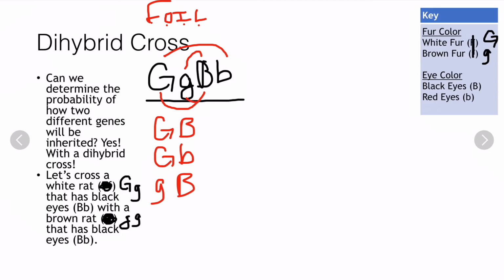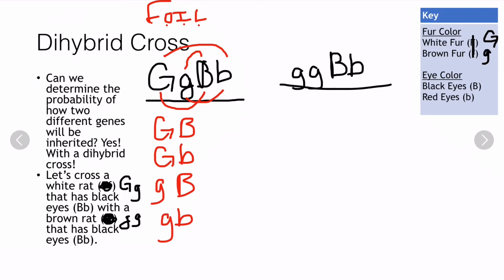And the last alleles would be little g, little b. Okay? Now, there are different ways that you can think about this. Let me show you a little different way with our other parent, who was little g, big B, little b. Okay? You can think about these sets of alleles independently. So the G's will represent fur color and the B's will represent eye color.